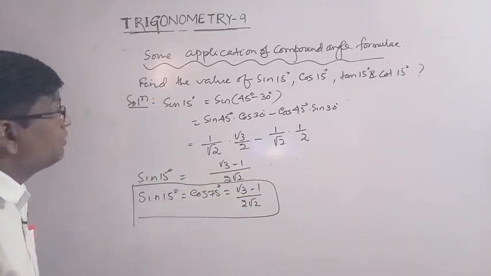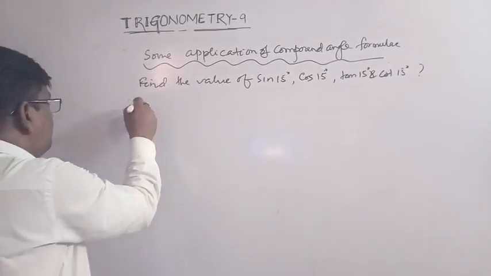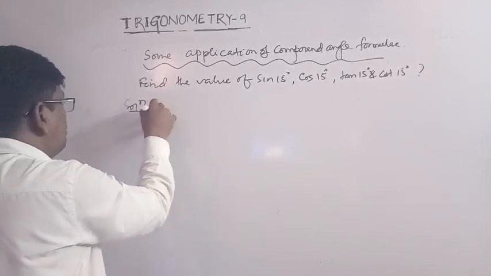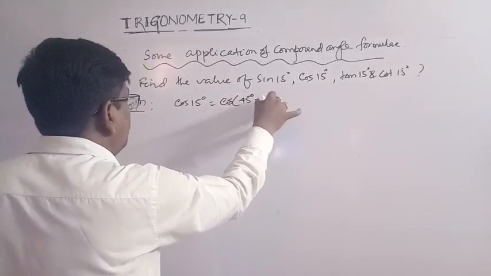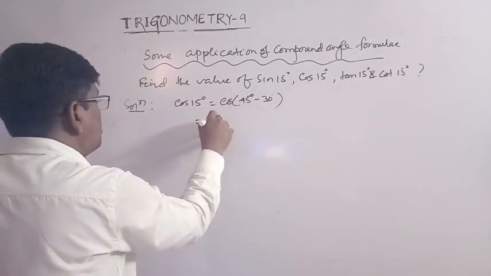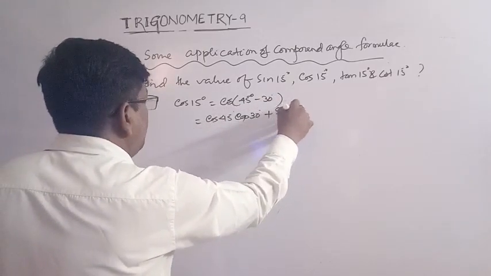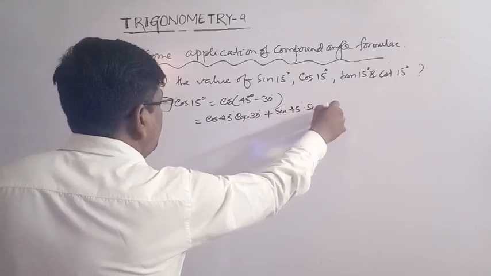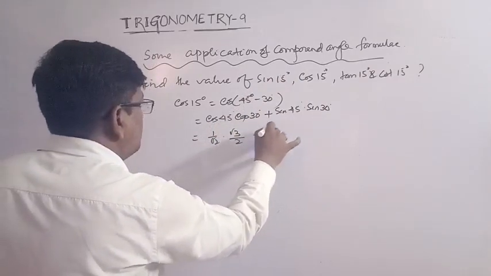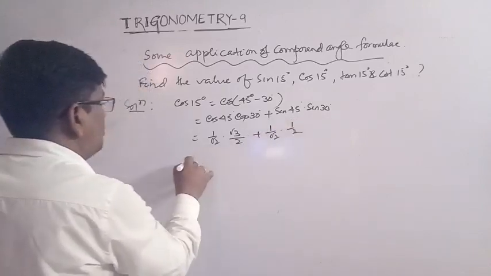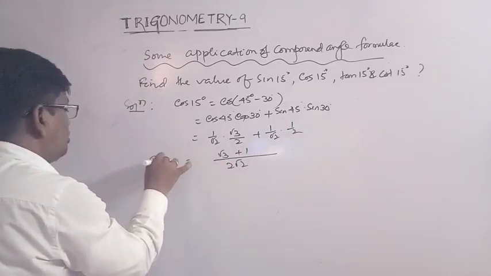Now what is cos 15 degree? Okay, cos 15 degree. Now the value of cos 15 degree. Solution, same process, cos of 45 degree minus 30 degree. This is cos A minus B. So cos A means cos 45 degree into cos B means cos 30 degree, plus sin A means sin 45 degree into sin B means sin 30 degree. So this is 1 by root 2 and root 3 by 2, and this is 1 by root 2 and this is 1 by 2. So the LCM is 2 root 2, that is root 3 plus 1. This is the value of cos 15 degree.